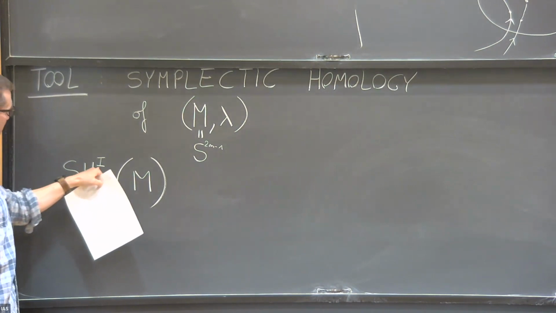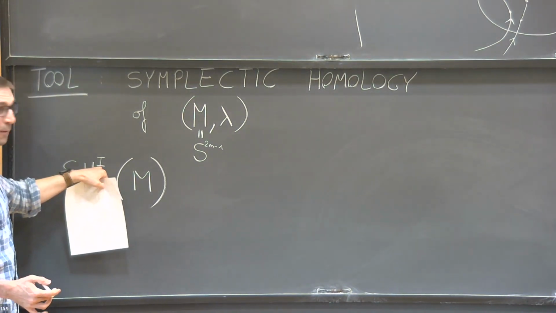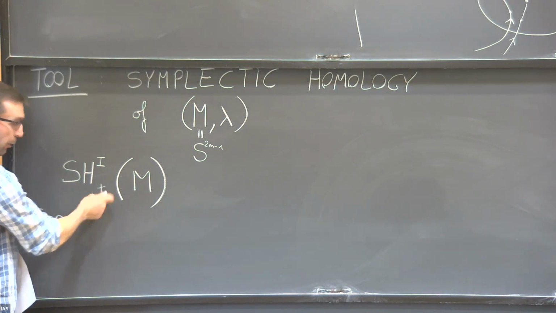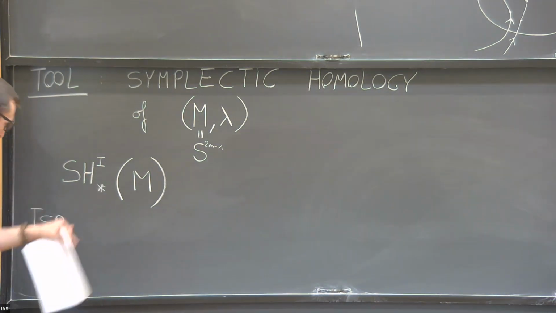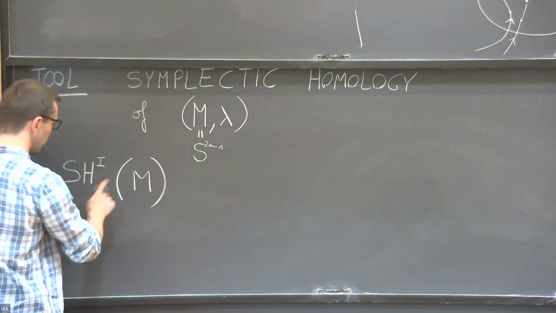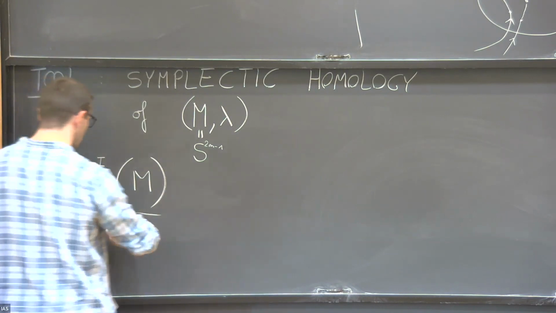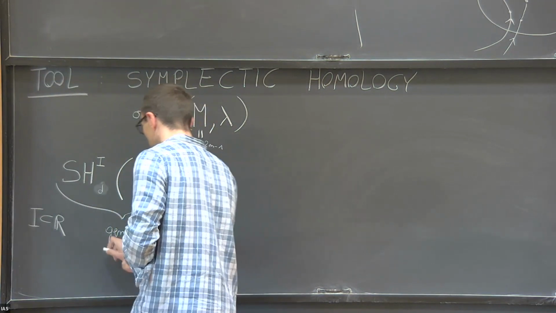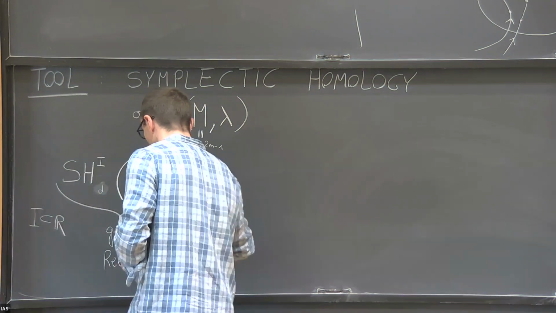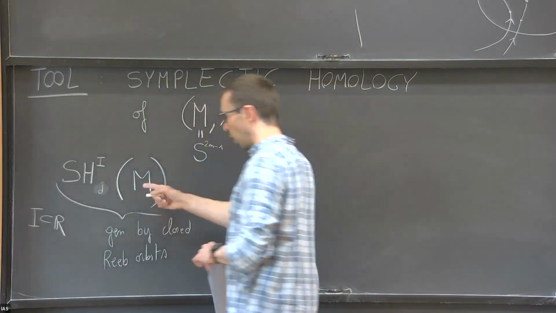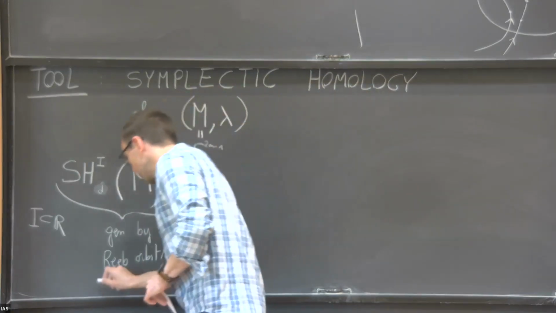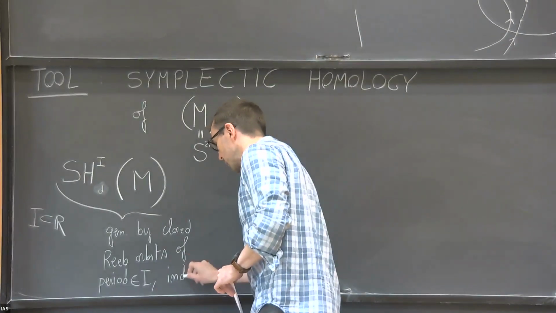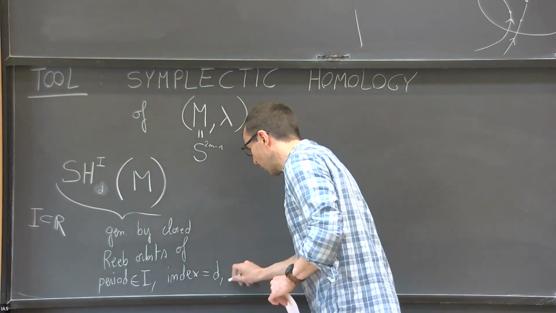It's a family of invariants. You have one for each interval I in R. And it's a group, graded with an integer grading, so let me put an integer here, d. This is something that's somehow generated by the closed Reeb orbits on the sphere of period in the interval I, and index, meaning Maslov index or Conley-Zehnder index, equal to d or d minus one.